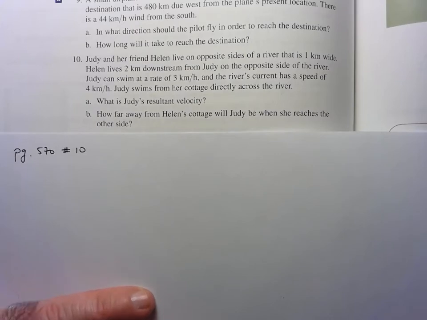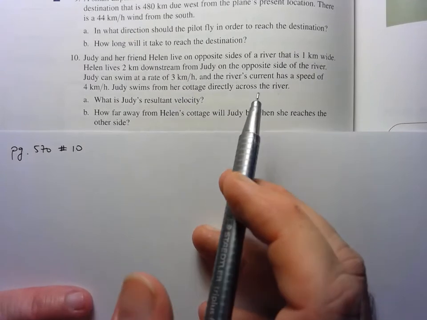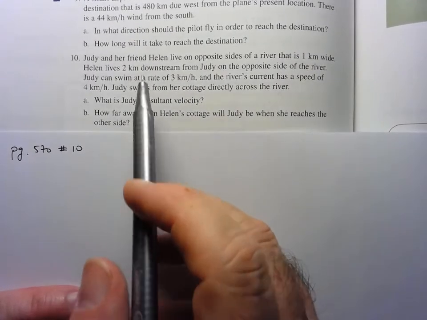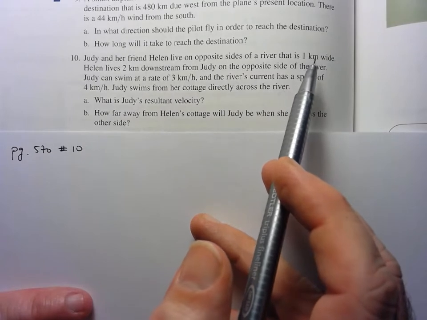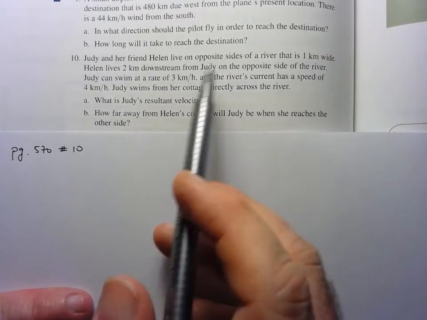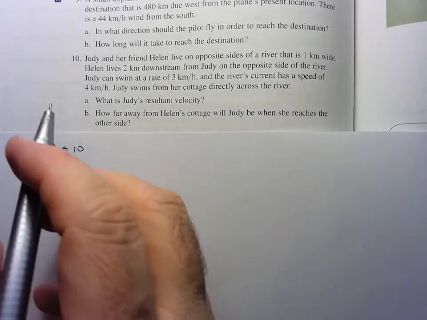Hi folks, we're going to take a look at number 10 from page 370. So we'll take a quick look at the question and draw the picture as we go along. We've got two friends who live on opposite sides of a 1 kilometer wide river. It says Helen lives 2 kilometers downstream from Judy on the opposite side. So right now I'm going to start drawing this.